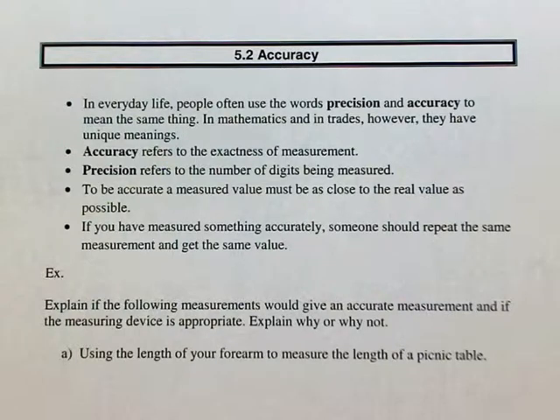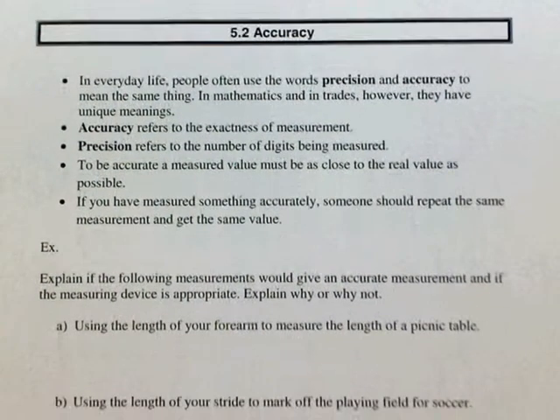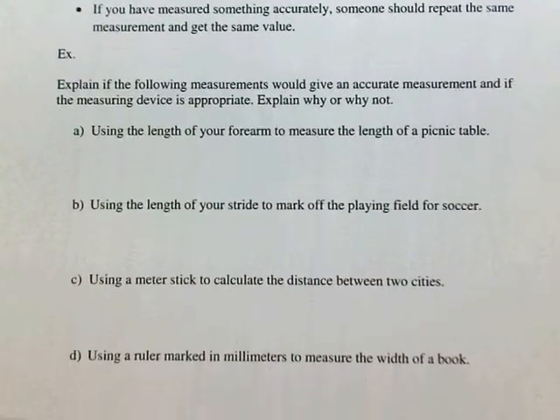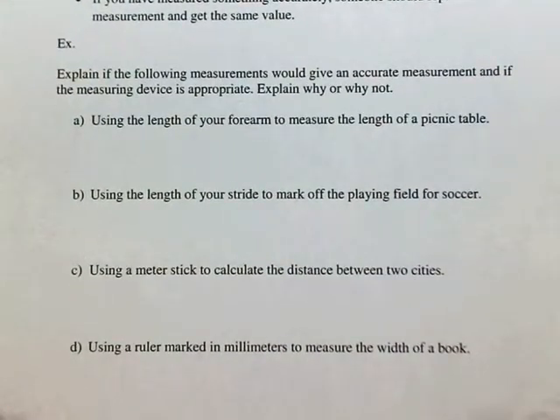Let's look at examples of accuracy and appropriateness. Explain if the following measurements would give you an accurate measurement, and if the measuring device is appropriate. Explain why or why not. So question A, using the length of your forearm to measure the length of a picnic table. Is it accurate? Again, can you repeat the measurement and get the same measurement? Can somebody else do it?